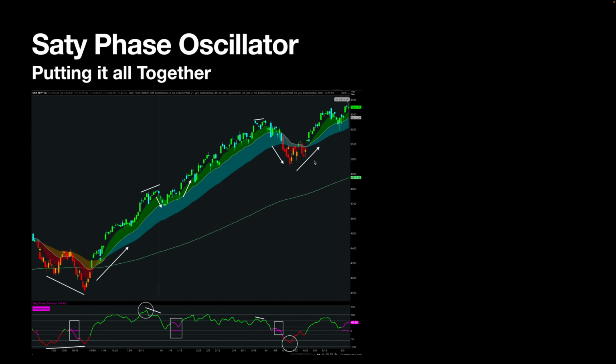Mean reversions and reversals are some of the hardest things to trade. So this kind of opens that up for a lot of people that struggle with understanding how to trade those kind of trades. And so I hope you find it useful. It works on all time frames. I've used it on the 1 minute. I've used it on the monthly.